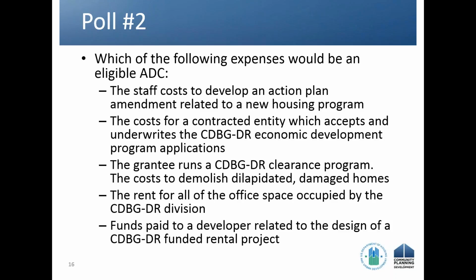Okay, so for our second poll, which of the following expenses would be an eligible activity delivery cost? We have here staff costs to develop an action plan amendment related to a new housing program, or the cost for a contracted entity which accepts and underwrites the DR economic development applications, or a grantee who runs a CDBG-DR clearance program, or rent for all of the office space occupied by the DR division, or is it funds paid to a developer related to the design of the DR-funded rental project? The polls are now open.